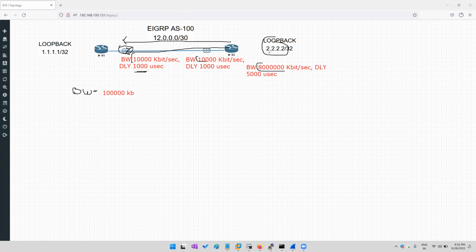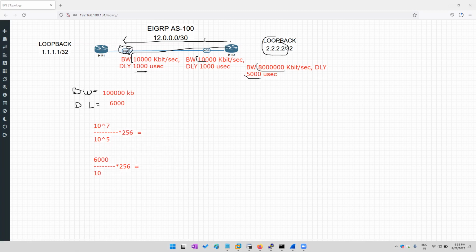This loopback already has how much delay? 5000. So total delay is how much? 6000. And now put the formula. Which formula? 10 power 7 upon the least bandwidth. So 1 lakh means 10 power 5, and multiply by 256. Then we get the output. Okay, delay 6000 upon 10, and multiply by 256. Then we get the values.